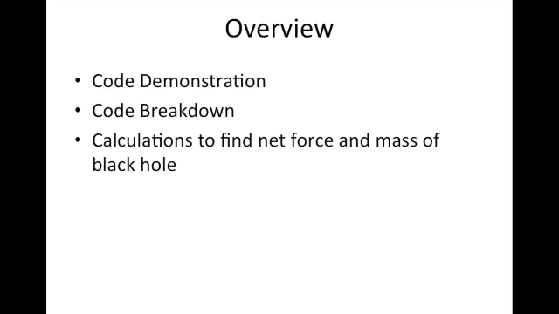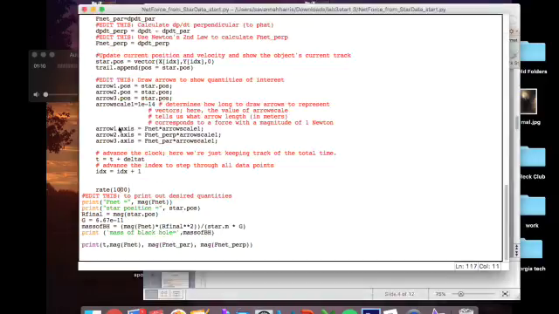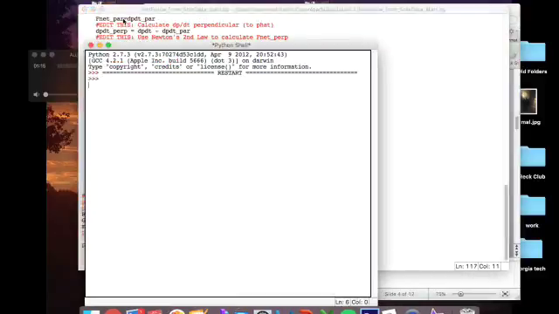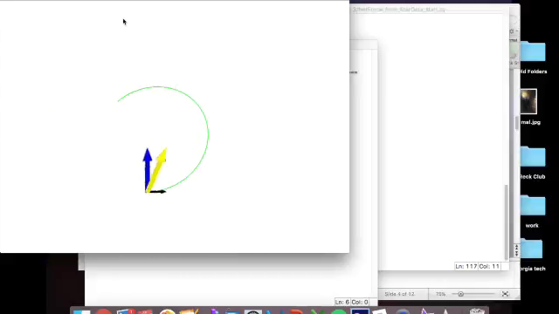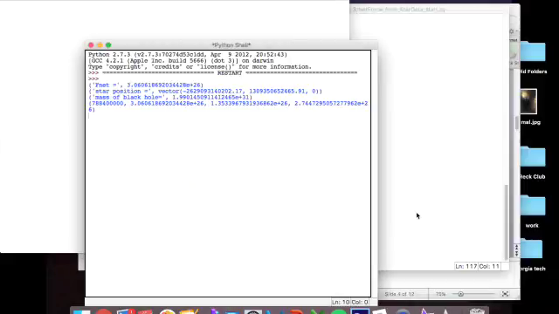So just a quick overview of what I'm going to be doing. First I'll do a code demonstration, a code breakdown, and then calculations, showing you the calculations I did to find the net force and the mass of the black hole. So this is my code, and this is what it looks like when you run it. As you can see, there are 3 arrows. Each of those arrows signifies a different force that is acting on the star. They're all the gravitational force, but the black arrow is in the parallel direction, blue is perpendicular, and the yellow is the total net force. This is my print screen, and I'm going to go over what all of these mean in just a minute.